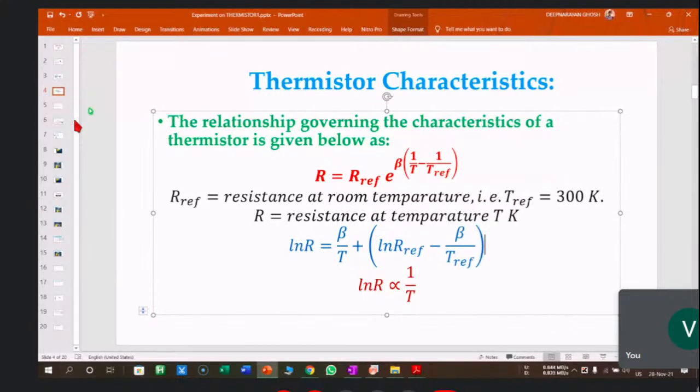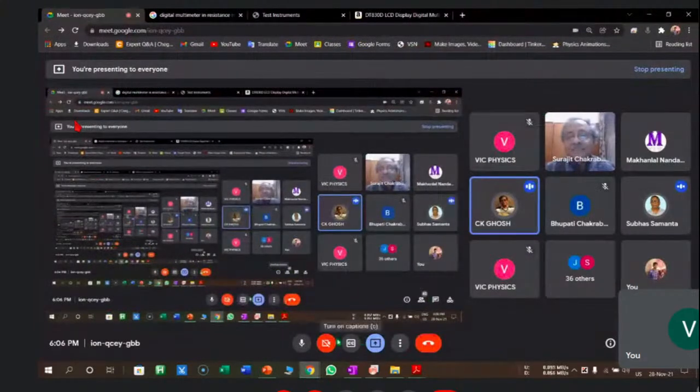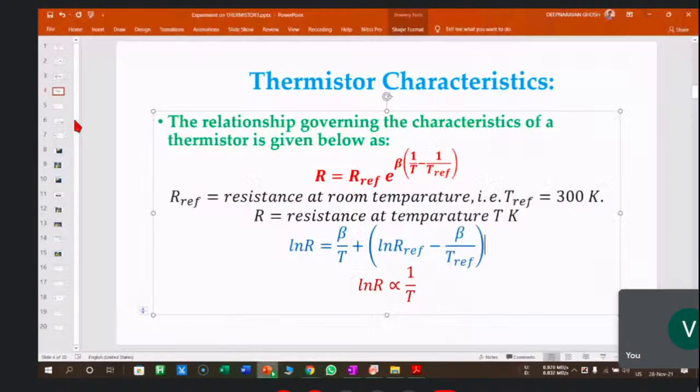I think as Shurujitda has also hinted, our students will not be aware of this mathematical relation. So I think one point you should mention is that this beta is a constant which has the dimension of temperature. Yes, I also was going to tell that. That is very important. It is coming in the power of e. The power of e should be dimensionless, like any other power. So beta should have the dimension of temperature. Yes, this information should be conveyed.